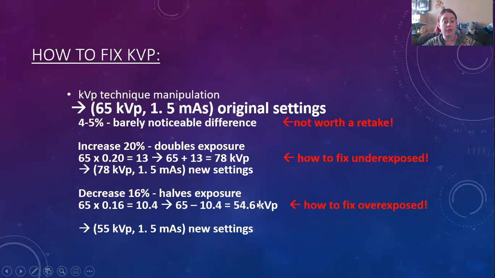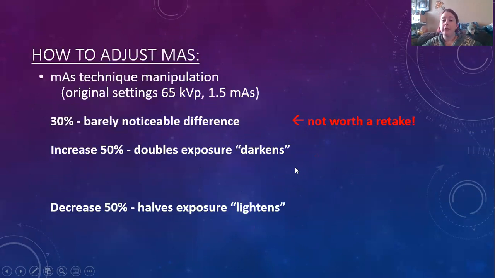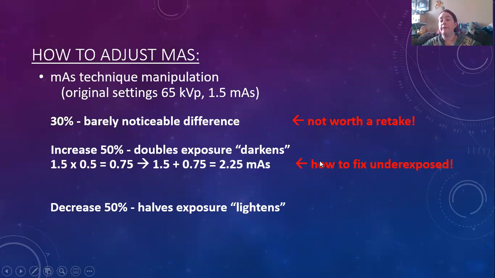Keep in mind, every machine is a little different. We don't usually have fractions for kVp, so we usually round to the next closest number. If we need to adjust mAs, our original settings are 65 kVp and 1.5 mAs. If we change it 30%, it's a barely noticeable difference and not worth a retake. So instead, we need to change it 50%.